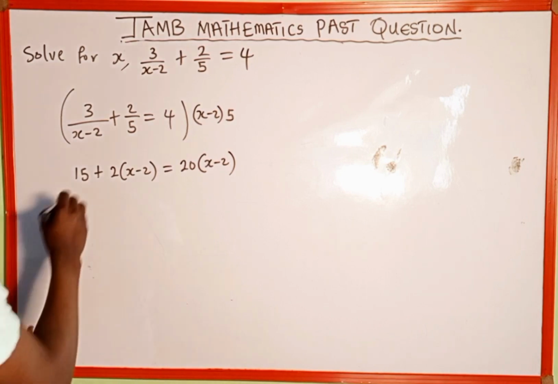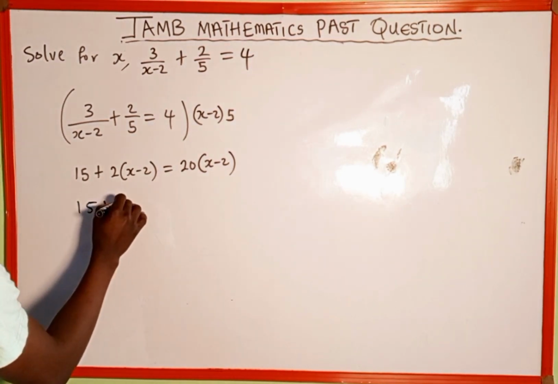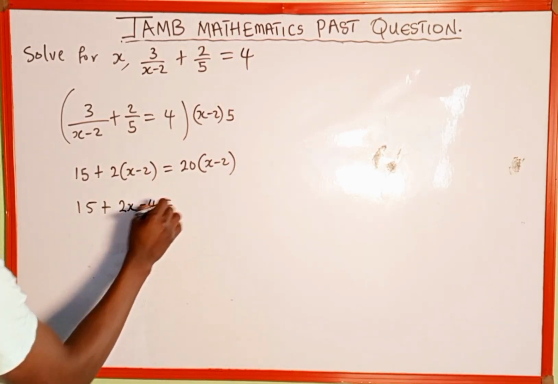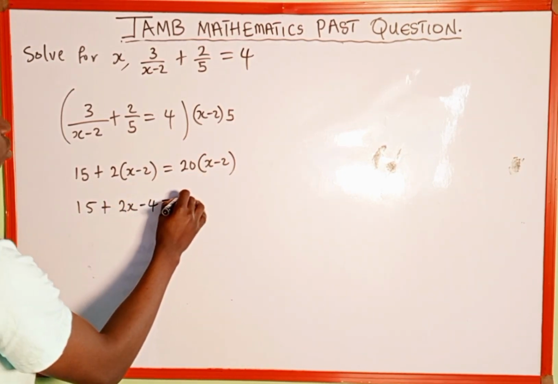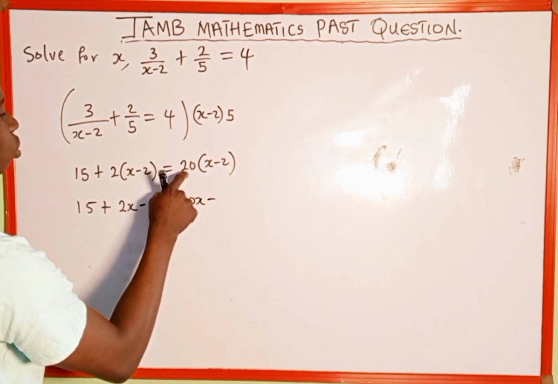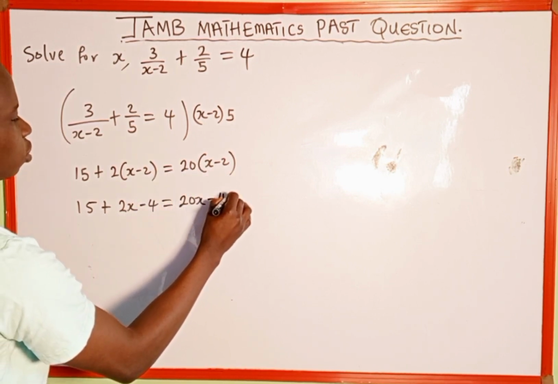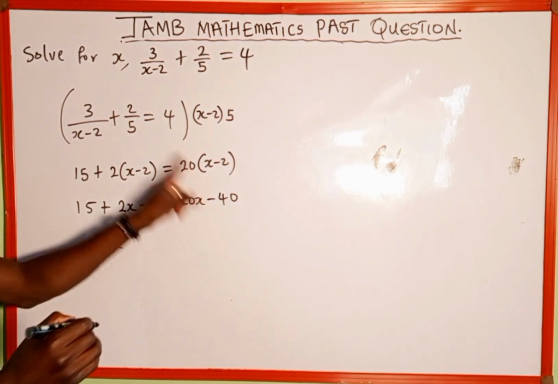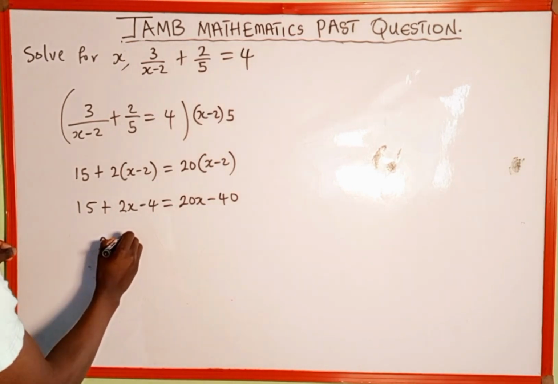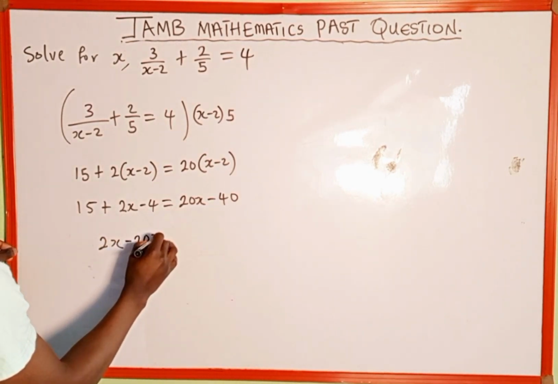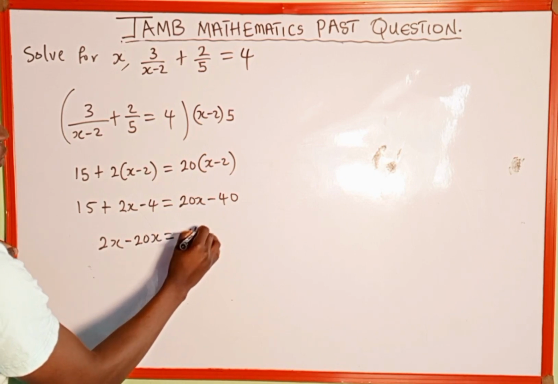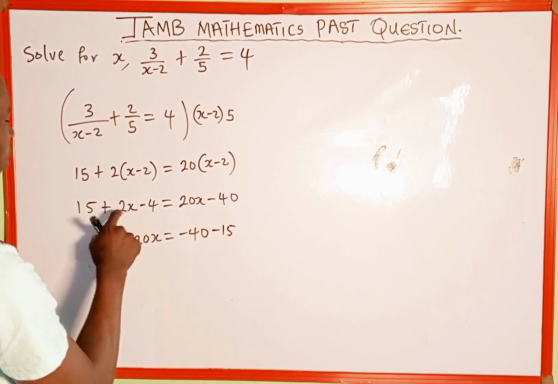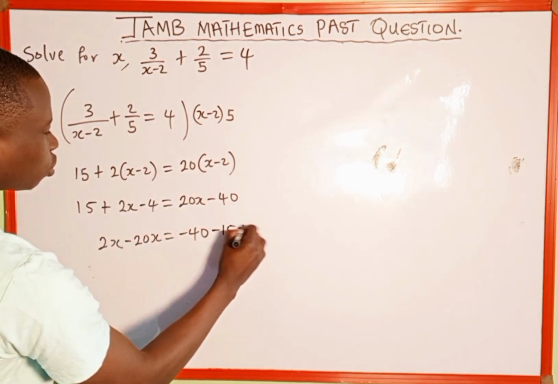Now we're going to open the bracket. We have 15 plus 2 times 2 times x is 2x, then 2 times negative 2 is going to give us negative 4, which is equal to 20 times x is going to give us 20x, then minus 20 times 2 is going to give us 40. Now we're going to combine the like terms. We have 2x here. When this 20x crosses to this side, it becomes negative 20x, which is equal to, we have negative 40 here. When we take this 15 to the other side, it becomes negative 15. And when we take this 4 to this side, it becomes positive 4.